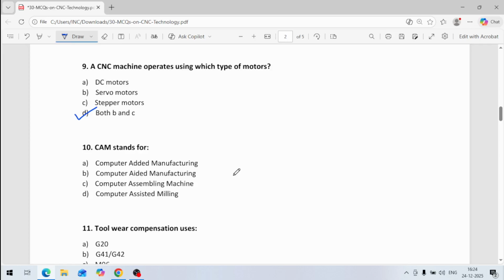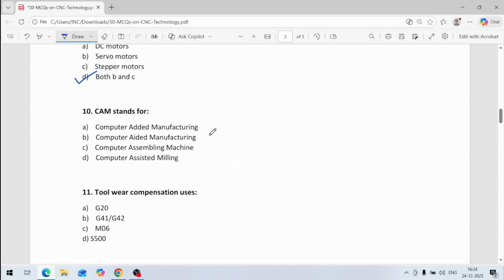Okay. The next question is question number 10. CAM stands for computer aided manufacturing, computer assembly machine, or computer assisted milling. So here the answer is computer aided manufacturing, the second option. Okay, B is the answer.